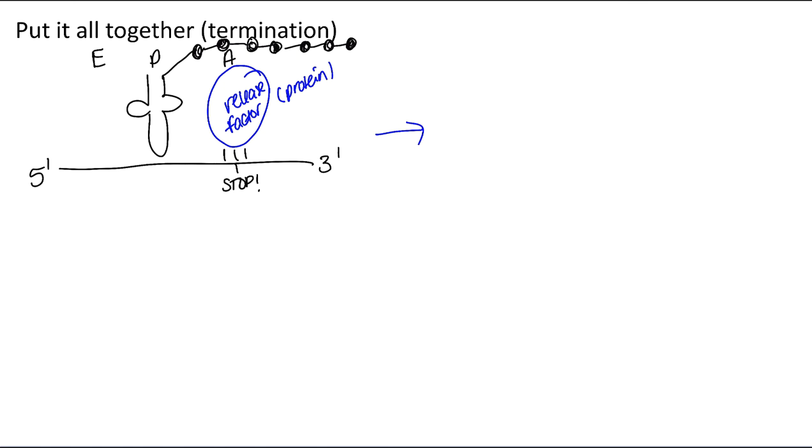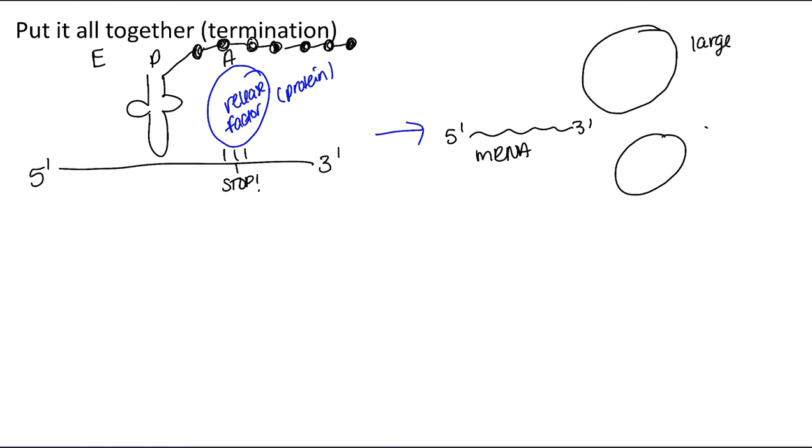And so after the release factor binds, we get our mRNA that is released, and we get the large subunit and the small subunit of the ribosome. And then, of course, we get our protein. So again, termination just requires a release factor. Just like we have initiation factors that are proteins that help us initiate, we have release factors that help us terminate the translation. Too bad they didn't call them termination factors, but nevertheless, I digress.